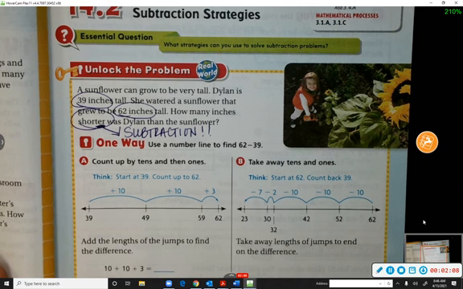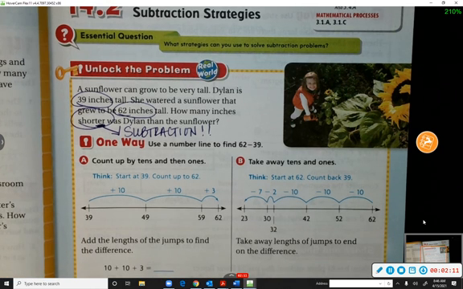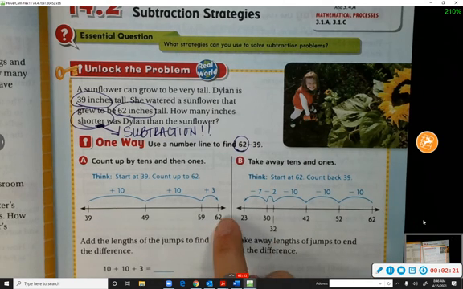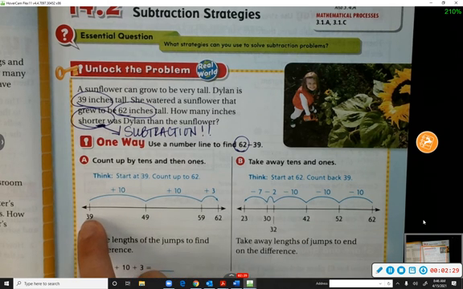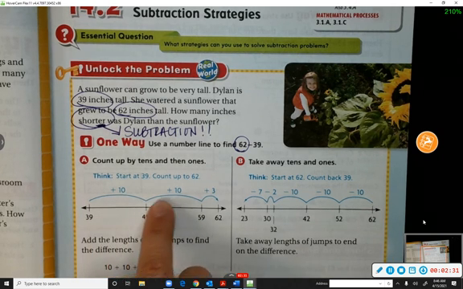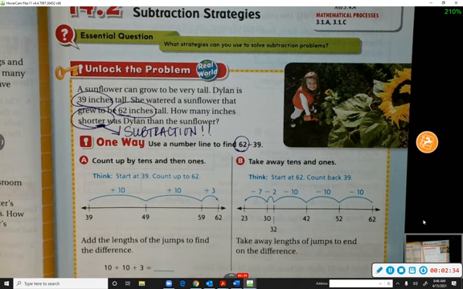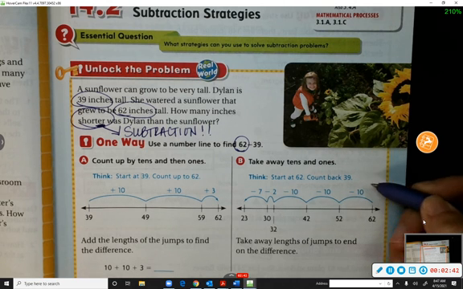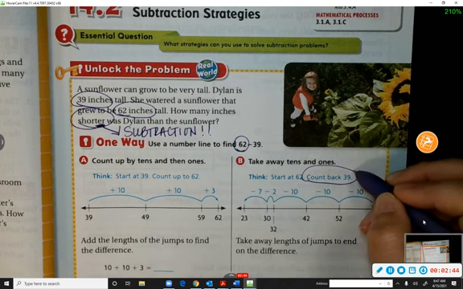So if I'm subtracting using a number line, what do I do? Kelsey? Go back. So that means the bigger number has to be over here at the end. And then you could also start with 39 down here and count up to 62. Or you could start from 62 and count back. And to do it backwards, you would have to count back 39 because that's what you're taking away.